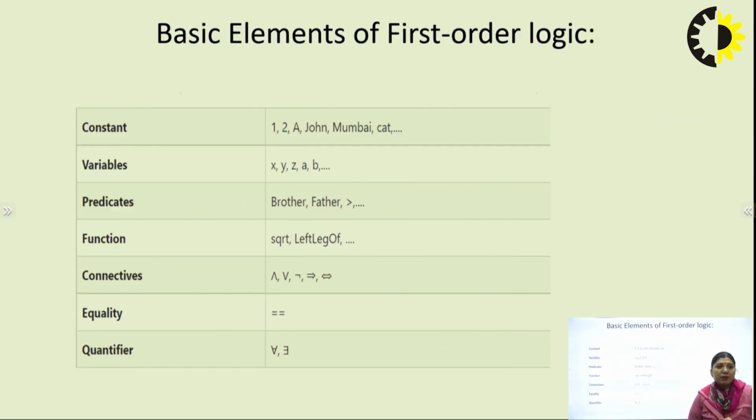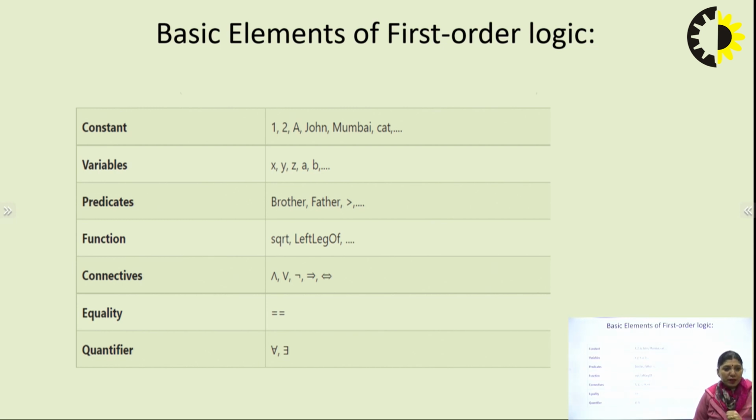There are certain basic elements in that also, of course. We have a tabular representation for that. There are a number of constants available. The first element is the constant of first order logic. You should have clarity of all these points as we proceed further about how FOL works. There are a number of constants, for example, 1, 2, capital A, John, Mumbai, cat, and so on.